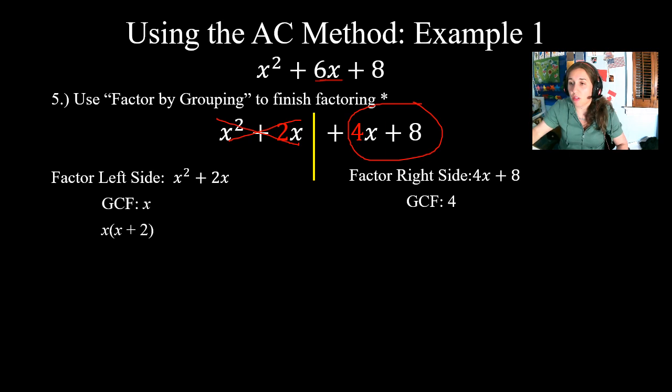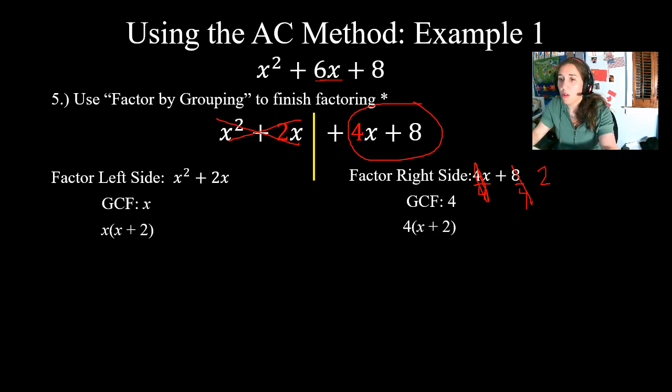Then again, we need to factor that out. That just means divide. So we divide both of these terms by 4. 4 divided by 4, the 4's are going to cancel, leaves us with an x. 8 divided by 4 is going to leave us with a 2. So that leaves us with 4 times x plus 2. That's how the right side will factor. You can never forget your GCF when you're factoring. And then, of course, here's our x plus 2, and that's where that came from.